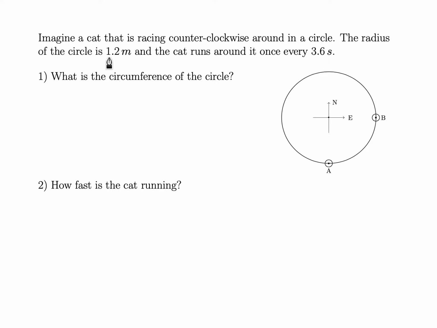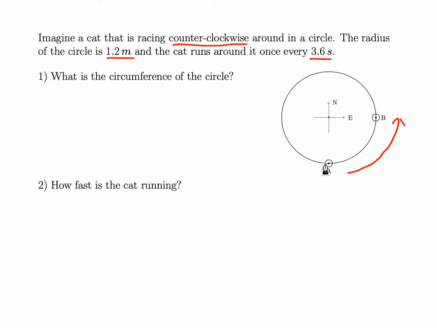And the radius of the circle is 1.2 meters, and the cat goes around the circle once every 3.6 seconds and goes around counterclockwise. So if the cat started here at A, it would go around in this direction and all the way around once in 3.6 seconds. Of course, if you wanted to know how much time it took to get from A to B, then it would just be a quarter of that, because A is down below the center.